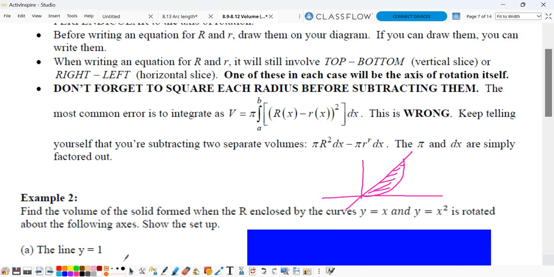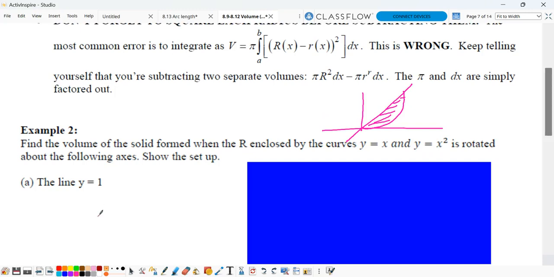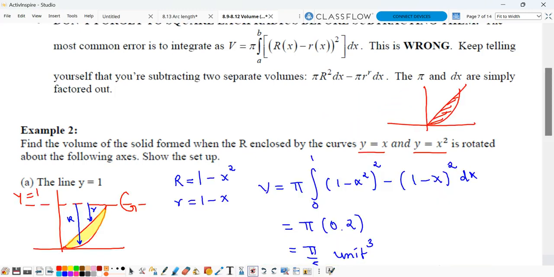Now we are going to rotate a few different ways. Let's check here the line y equals 1. I'm bringing that shape here and talking about the line y equals 1. This is my line y equals 1 and I'm rotating here. The axis of rotation is horizontal. Radii are perpendicular to the axis of rotation. So this is your big R, this is the small r.